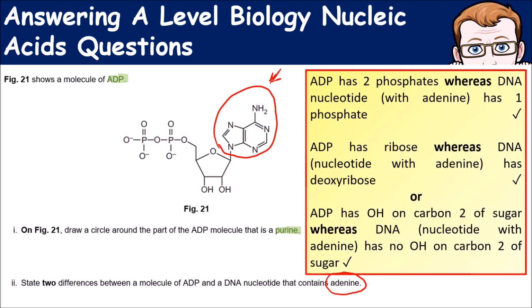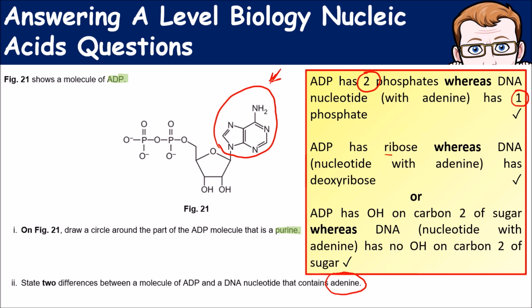There are a range of things that we can talk about. There are some simple things and some things that are a bit more complex, but it's all about pointing out lots of those obvious things. You can talk about the fact that ADP has 2 phosphates, whereas DNA has 1 phosphate. Remember, you can't just say one or the other, you've got to make that comparison.